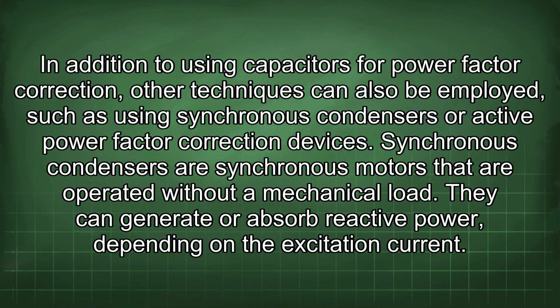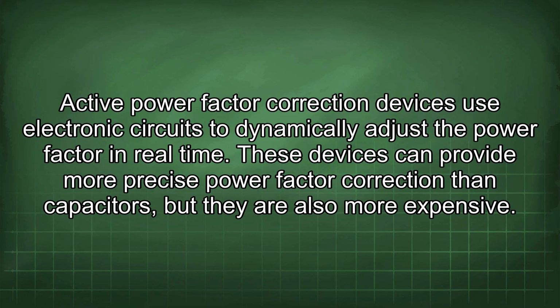In addition to using capacitors for power factor correction, other techniques can also be employed, such as using synchronous condensers or active power factor correction devices. Synchronous condensers are synchronous motors that are operated without a mechanical load. They can generate or absorb reactive power, depending on the excitation current. Active power factor correction devices use electronic circuits to dynamically adjust the power factor in real time. These devices can provide more precise power factor correction than capacitors, but they are also more expensive.